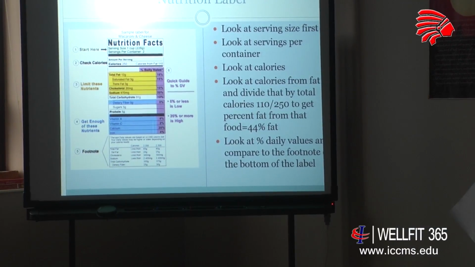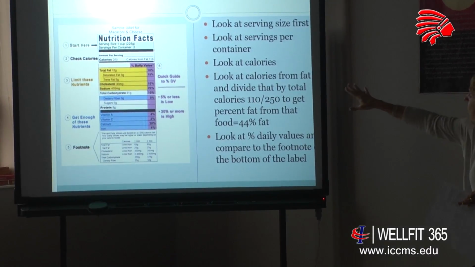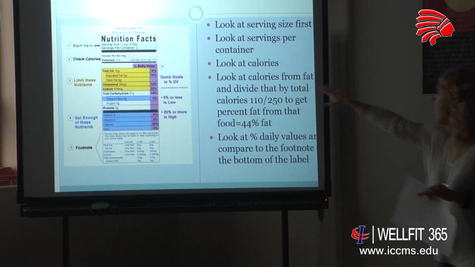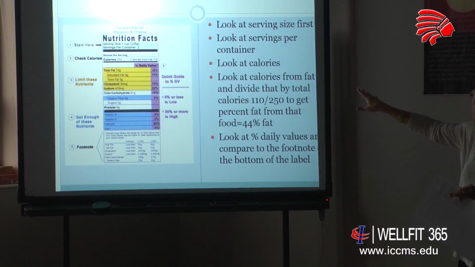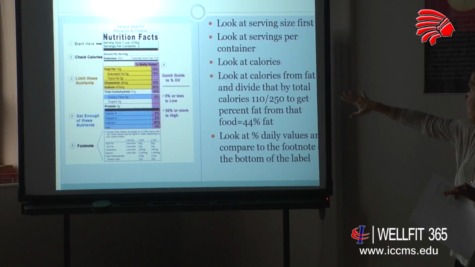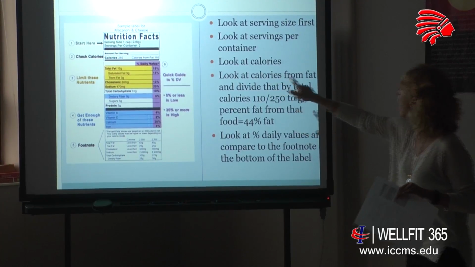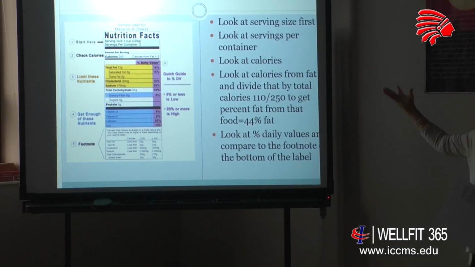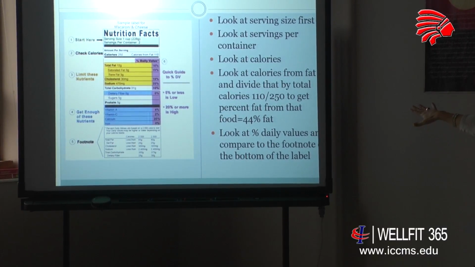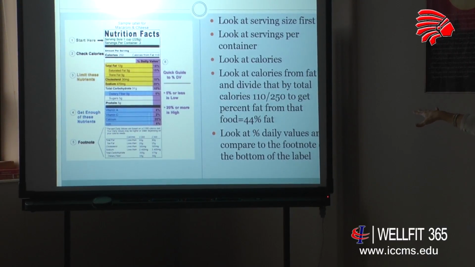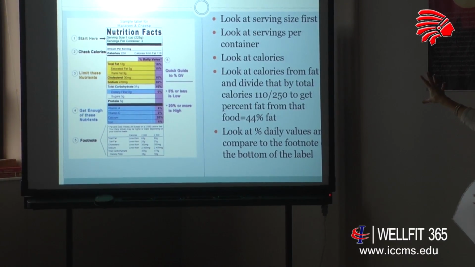And then I always like to look at the calories from fat, because it has 110 calories from fat. If you want to get the total percentage of fat in this product, you take that total calories from fat and divide it by your total calories. So you take the 110 that says calories from fat and divide it by your total calories. And that would get you the percent fat from this product. So for this macaroni and cheese, you take the 110 divided by 250, it would have 44% fat in this product. So that's the way to get the fat.